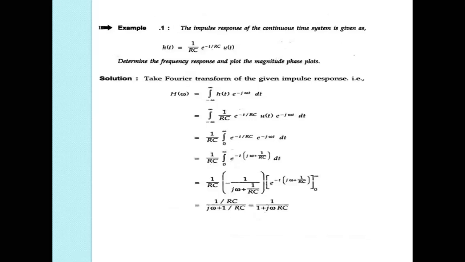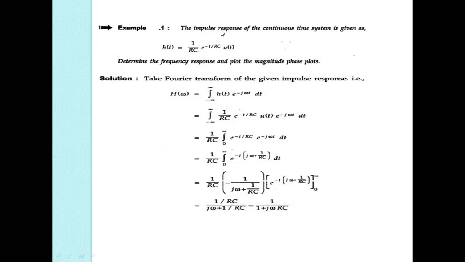Now you can see another example of the frequency response. The impulse response of the continuous time system is given, impulse response being nothing but h of t. Remember, these are the technical words in signals and systems. Impulse signal is delta of t. Impulse response is h of t. Remember, my dear students, impulse response is h of t. Impulse signal is delta of t.